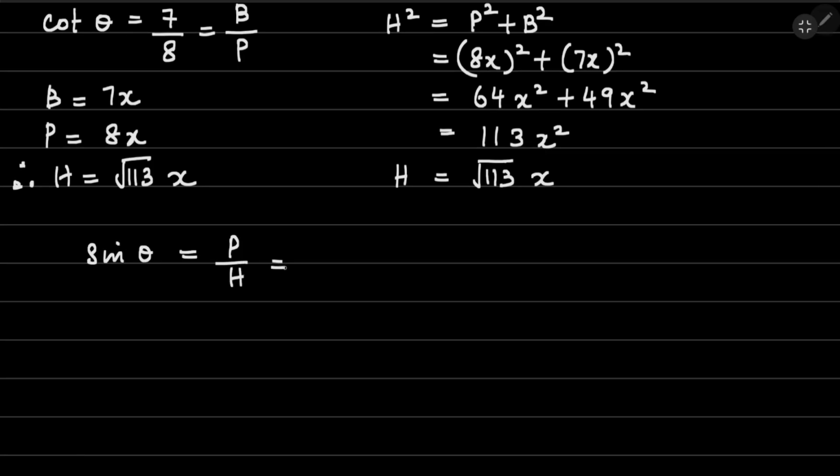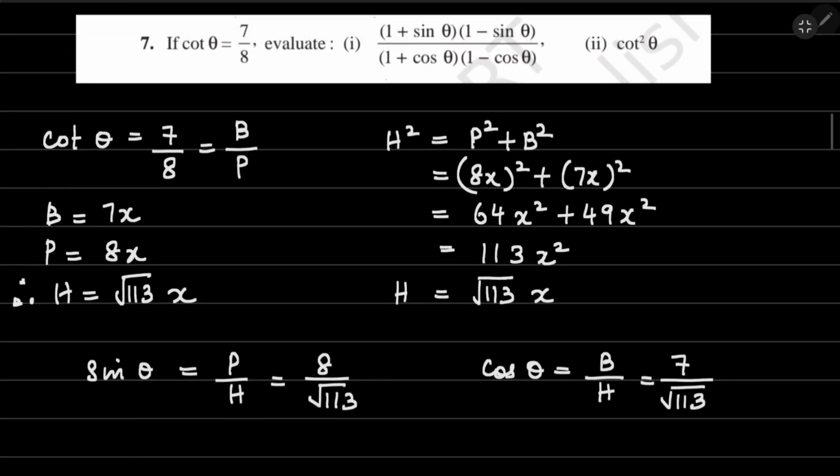Perpendicular by hypotenuse. It is 8 by root of 113. What is cos theta? B by h, base by hypotenuse. Base is nothing but 7. Hypotenuse is root of 113. Okay. Now let's go ahead with the question.